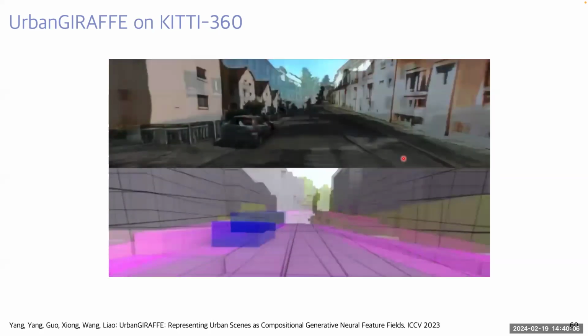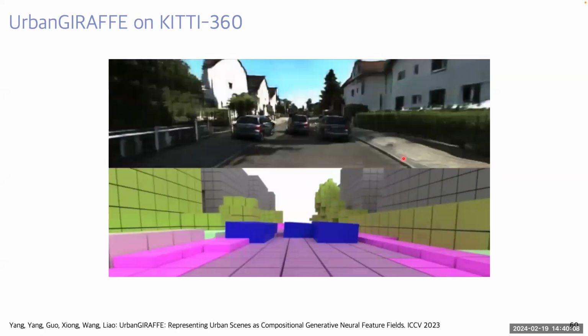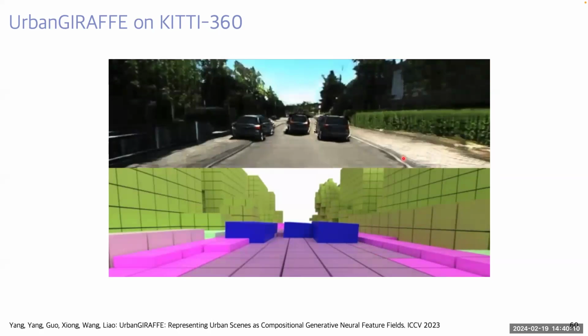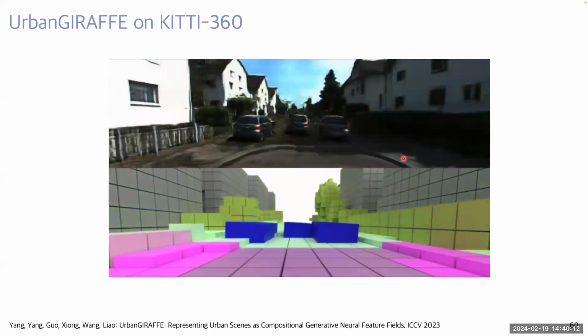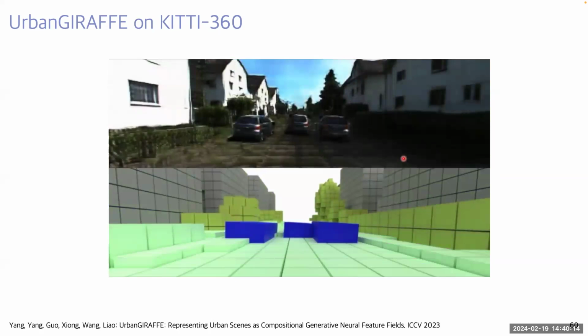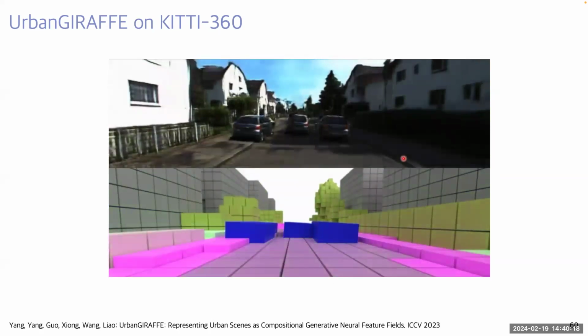What's cool here is that we can change the semantic meaning of the background, like turning the buildings into trees. And here is one of my favorites: you can change the semantic meaning of the road, like changing the road to grass.